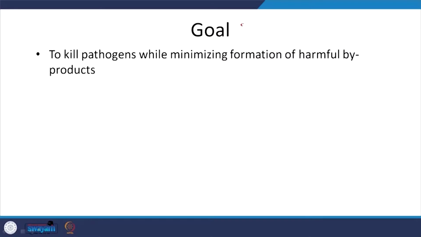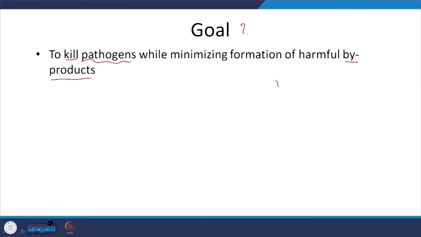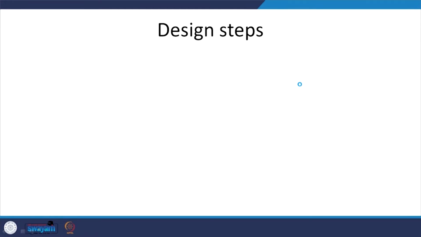Okay, obviously, what's the goal? The goal is to kill, I guess kill is a layman's term, pathogens while minimizing the formation of harmful byproducts. Anything that we do, let's say I take a medicine, I'm going to have side effects. Maybe the analogy is not a great analogy here, but again, when I add a compound to water, it can also be toxic by itself, or it can lead to formation of harmful byproducts. These byproducts are typically called disinfection byproducts. So you want to kill the pathogens, but want to minimize the formation of these DBPs. So let's see how we can go about that.